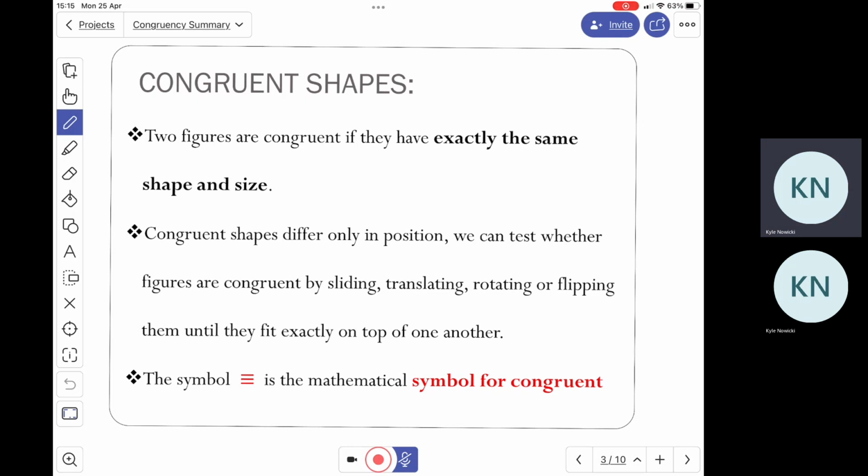And we can test that by moving them around, flipping them, rotating them to see if they lie on top of each other. Are they going to be exactly the same? And now an important one is this is the symbol we use for congruency. An equal sign shows things are the same. This three-line mix of an equal sign shows us that shapes are the same, right? And that is my symbol for congruency. But the reality is it also means the same. Just like an equal sign means things are equal, here the congruent symbol means shapes are the same.